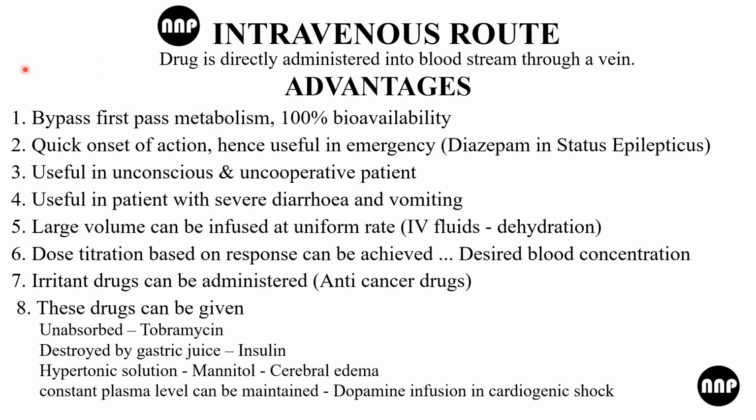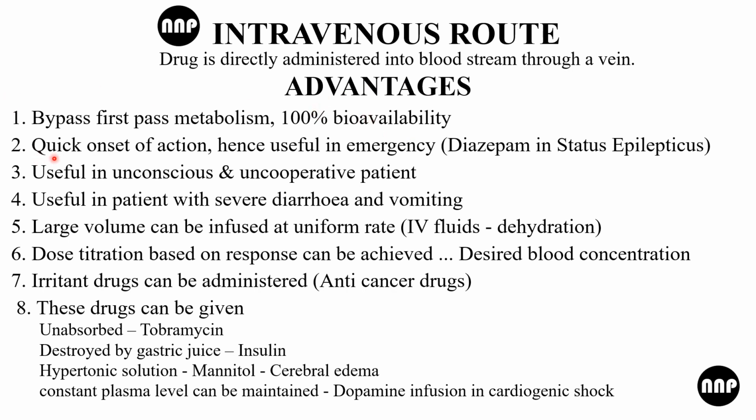What happens in first pass metabolism? The drug is administered in the body by a particular route. The metabolism of that drug to its metabolites takes place at the first site of absorption, for example in intestine or liver. This will lead to reduction in the bioavailability. So if we are bypassing it, our bioavailability will increase.